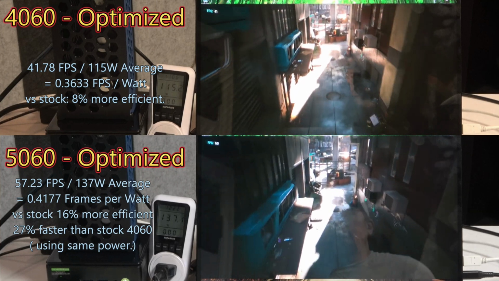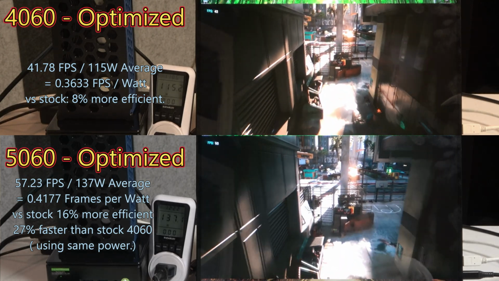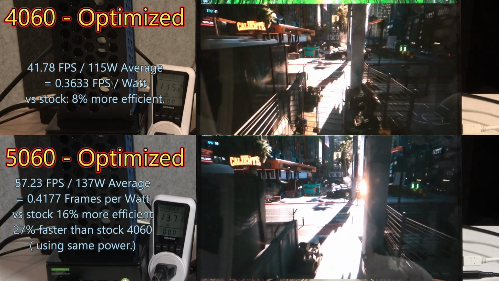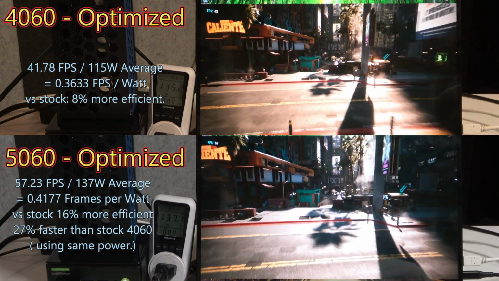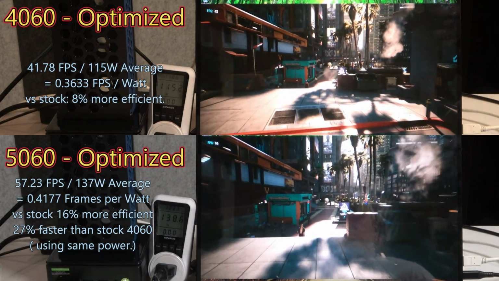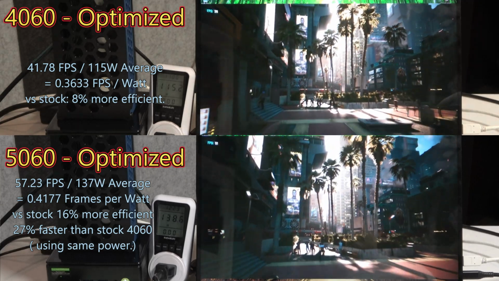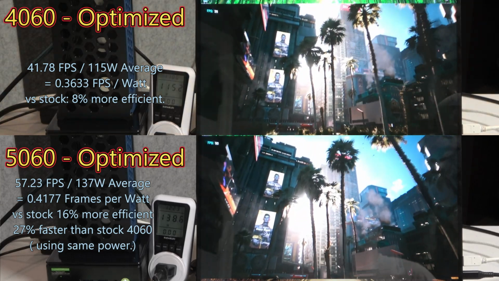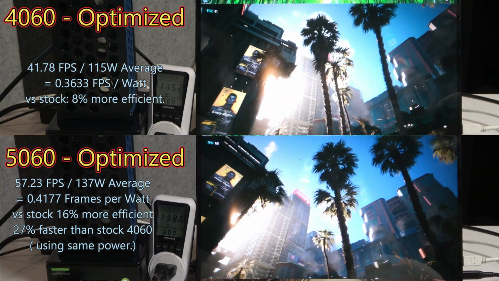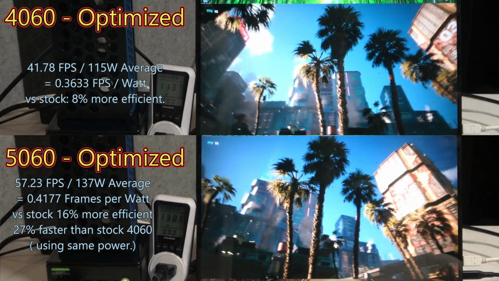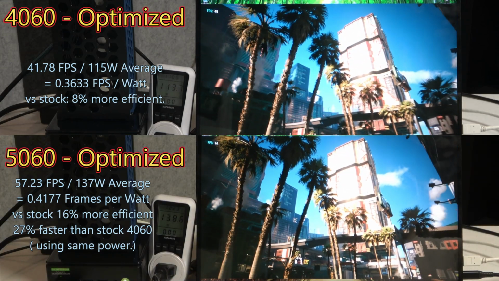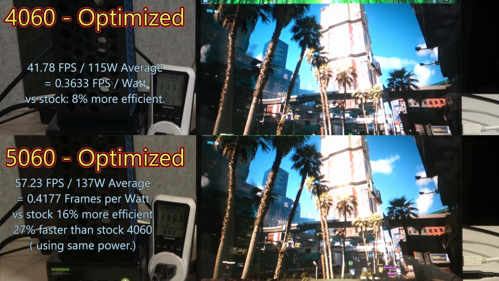And again, this was 27% faster than the stock 4060 using the same amount of power from the wall. So this is actually a pretty incredible result. I don't know why they would have tuned the 4060 to be using so much more power by default, because it can run quicker than that 4060 without needing the upgraded power envelope.